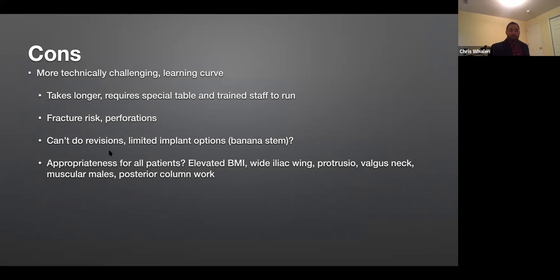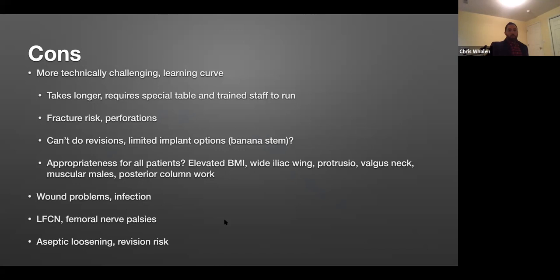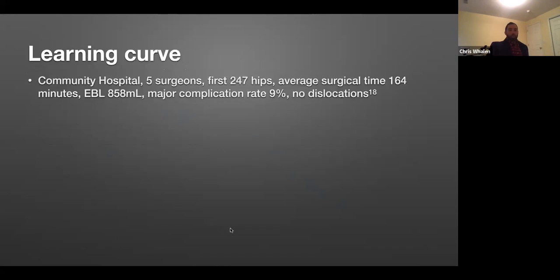What about the idea that you can't or you don't really want to do revisions, or you have to use certain implant options? We'll talk a little bit about appropriateness, and I think this evolves as you get more comfortable with the approach. But patients that are going to be tough are elevated BMI, having a wide iliac wing, acetabular protrusio, valgus neck, muscular males. And anytime you have to do anything on the posterior column, anterior is probably not the way to go. We'll talk about some of the wound problems, nerve problems, and overall outcomes.